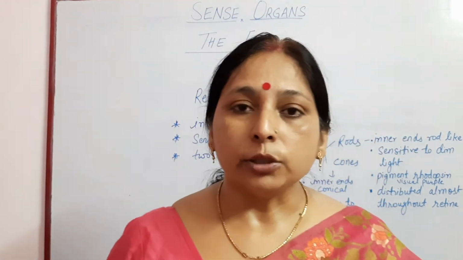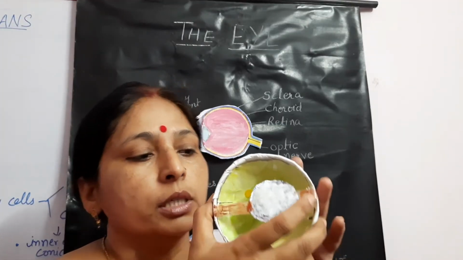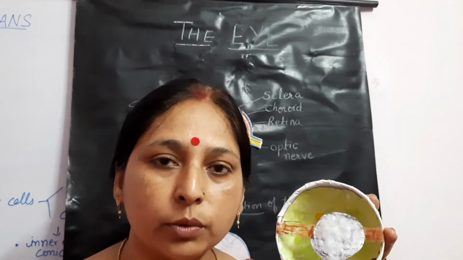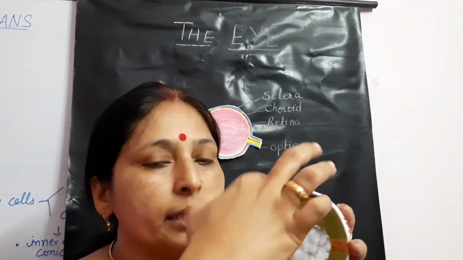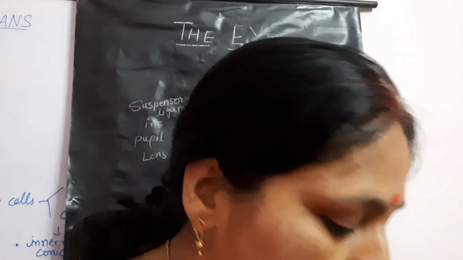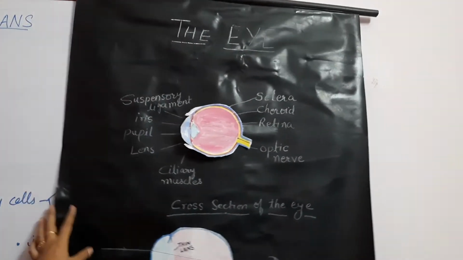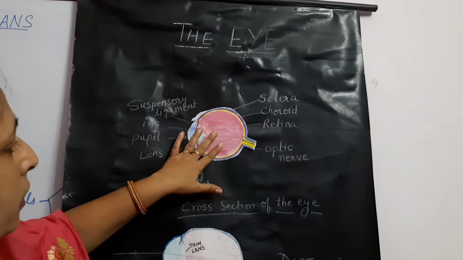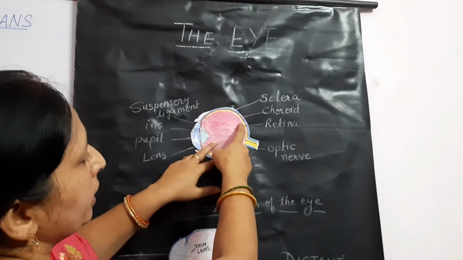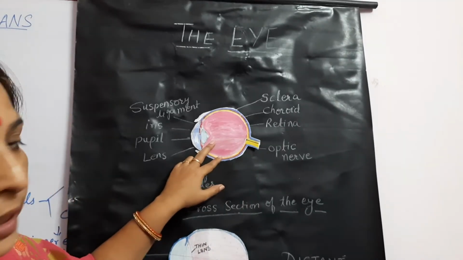Now let me explain this with the help of a chart. One thing I forgot to tell you: the chamber which is in front of the lens is the aqueous chamber, and the chamber which is behind the lens is the vitreous chamber. So now with the help of this, let's see. This is the structure of the eye. The blue layer is the sclera, then the red one is the choroid, and the innermost yellow part is the retina.